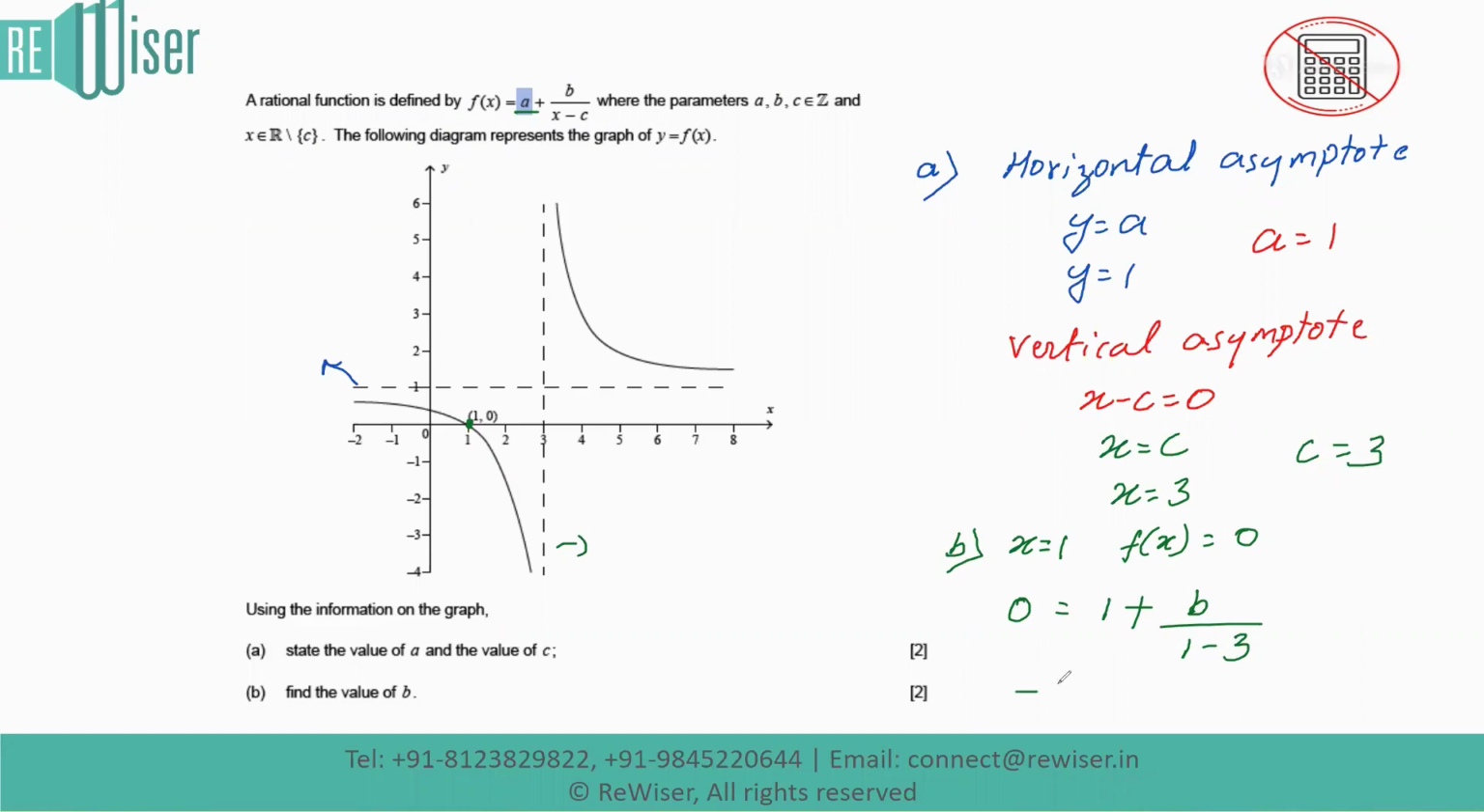So 1 goes to the other side. It's going to be minus 1 equals b over minus 2. So that is the reason the value of b is 2. And this is the right answer for this.